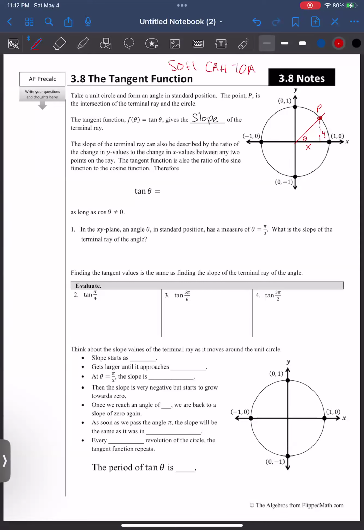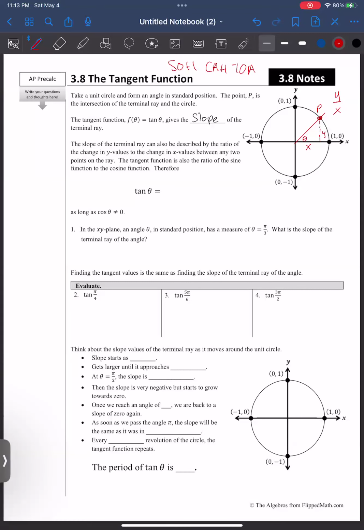tells me. So y over x, which is the slope, right? The slope is y2 minus y1 over x2 minus x1. So it is the slope of the terminal ray. So the slope of the terminal ray can be described by the ratio of the change in y values to the change in x values between any points on the ray. So again, that's y2 minus y1 over x2 minus x1.